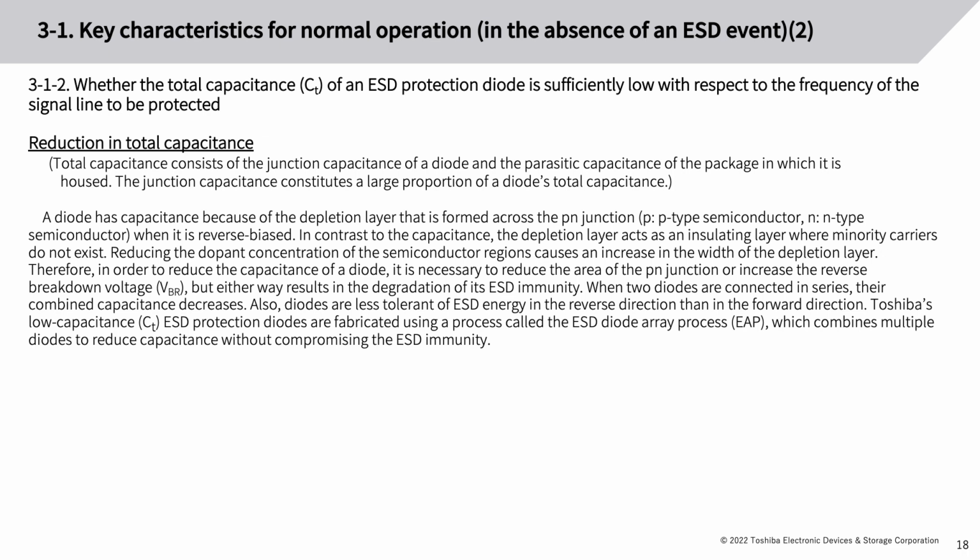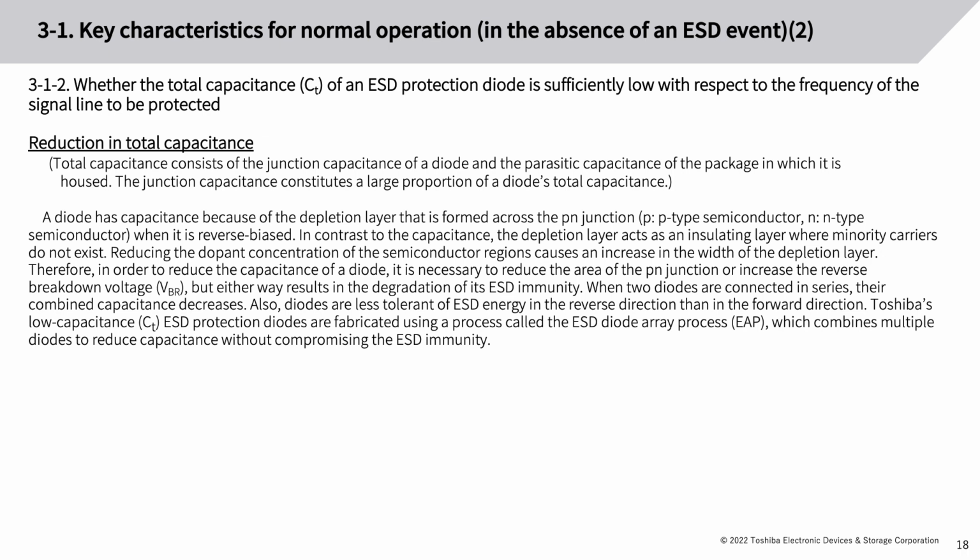Reducing the dopant concentration of the semiconductor regions causes an increase in the width of the depletion layer. Therefore, in order to reduce the capacitance of a diode, it is necessary to reduce the area of the PN junction or increase the reverse breakdown voltage, VBR, but either way results in the degradation of its ESD immunity. When two diodes are connected in series, their combined capacitance decreases. Also, diodes are less tolerant of ESD energy in the reverse direction than in the forward direction.